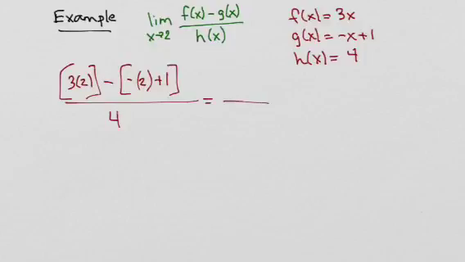The first part, 3 times 2 makes 6. And then over here we've got negative 2 plus 1, which would make a negative 1, and then divided by 4. Numerator: 6 minus negative 1 is 7, and then divided by 4. There's our answer. Like I said, the actual computations are not very difficult.